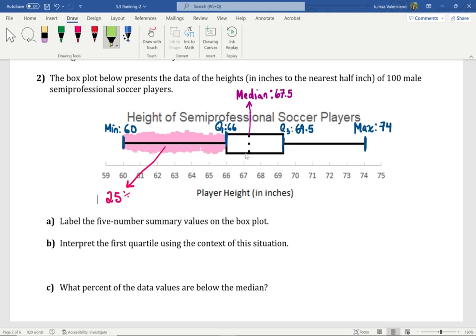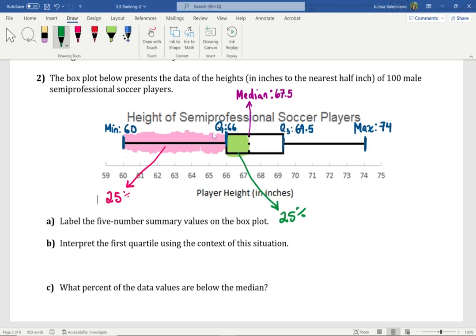Now, how many data values do you have between the minimum and the median? I hope your answer was 50%, right? Because below the median, we have 50% of the data values. How many data values do you have between Q1 and the median? Your answer should be 25%. Notice, between the minimum and Q1, we have 25%. Between Q1 and the median, we have another 25%. If we add those values, we get 50. That makes sense because 50% of the data values are below the median.